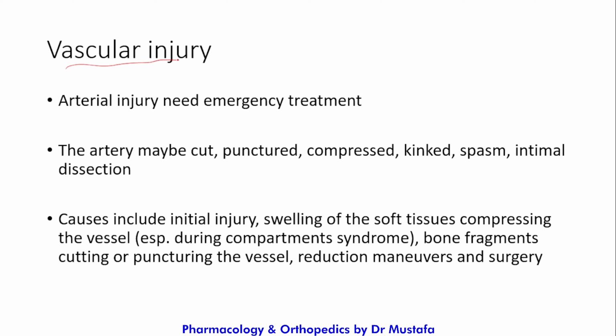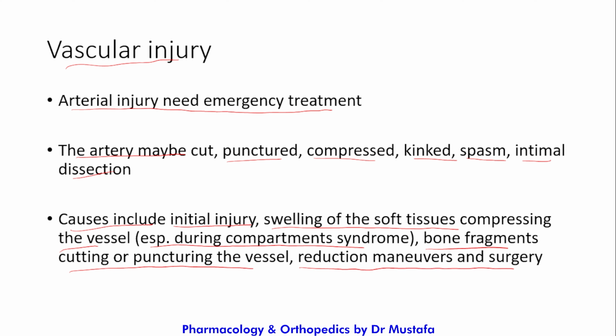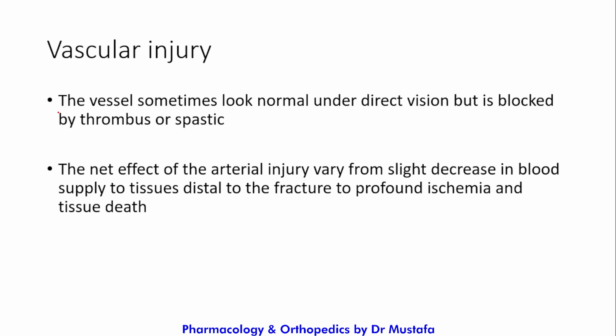Now for the vascular injuries. Arterial injury needs emergency treatment. The artery may be cut, punctured, compressed, kinked, in spasm, or have an intimal dissection. The causes include the initial injury, swelling of the soft tissue compressing the vessel, especially during compartment syndrome, and bone fragments cutting or puncturing the vessel. Reduction maneuvers and surgery may also injure the vessel during the procedure done. Sometimes the vessel looks normal under direct vision, but is blocked by thrombus or spasm.